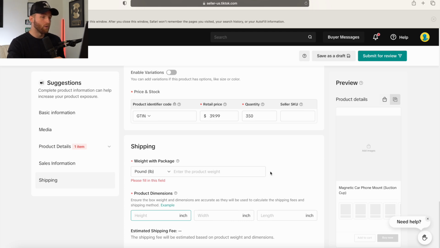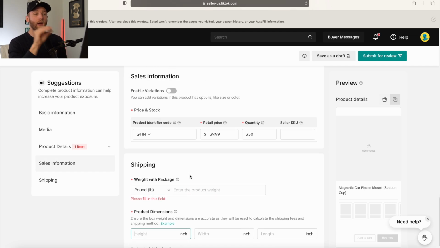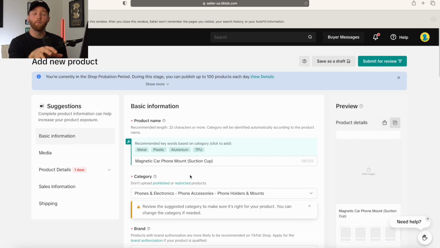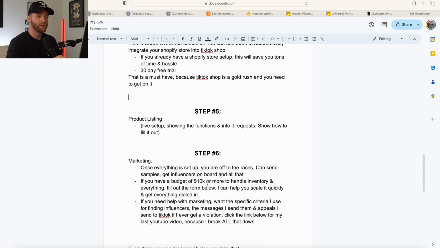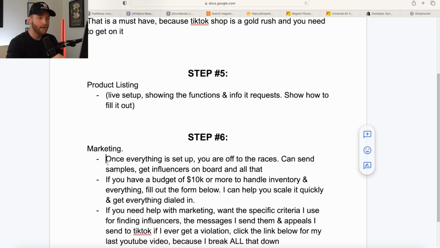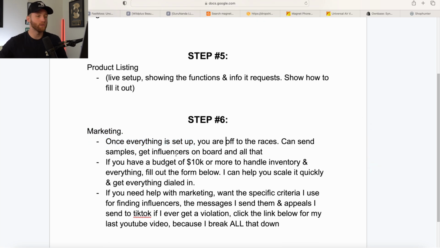All right, so that's it. It's not that hard. Now, it's going to be submitted for review. Unlike Shopify where you just put whatever you want, you could sell an elephant on there and immediately take an order. On here, not the case. So we'll exit out of this and now we'll go into step 6, which is marketing, okay? Because once everything is set up, you're off to the races. You can send samples, you can get influencers on board, all of that. Like you can start getting sales, okay?